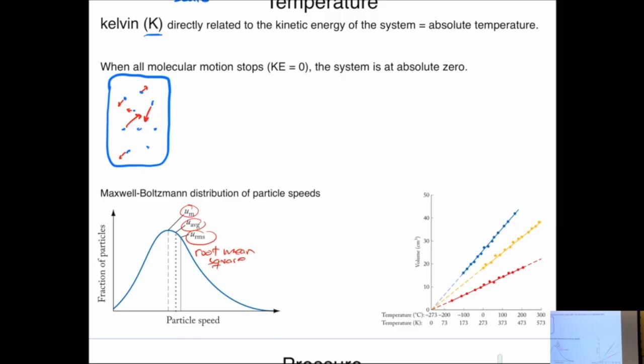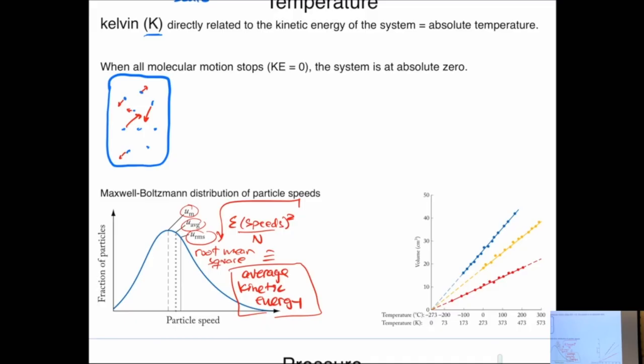The root mean square in this distribution, that's basically going to be the sum of all of the speeds squared divided by the number of molecules that we're looking at, and then it's the square root of all that. Don't worry, we're not doing this, okay? But I'm just showing you different ways that you can talk about this distribution of kinetic energies in this system, okay, that actually gives us the average kinetic energy. And that's what we're going to be measuring in Kelvin. Okay? That's going to be our average kinetic energy.